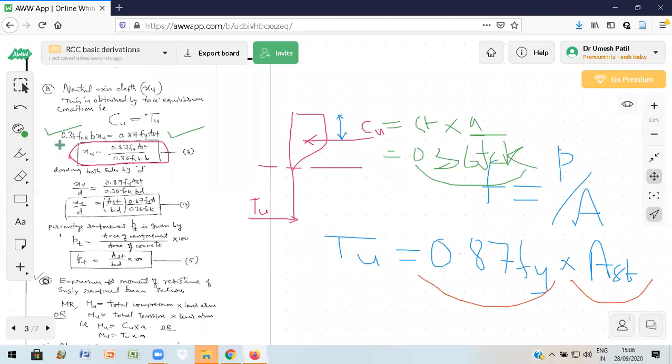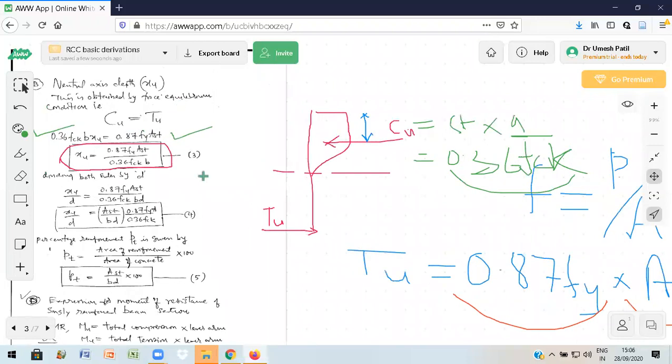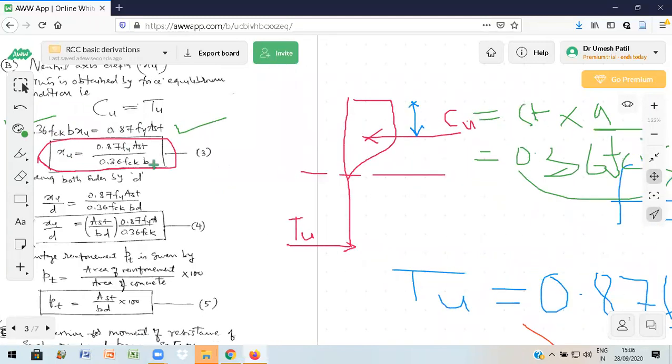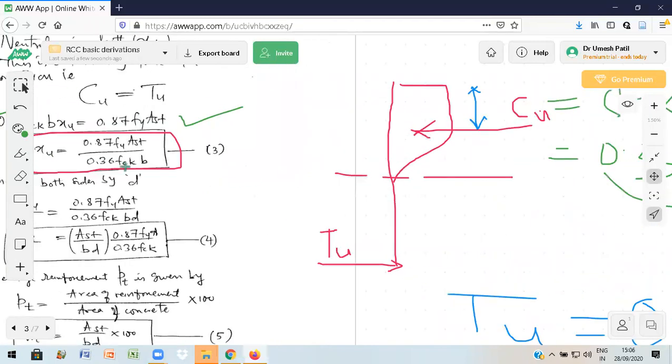So Cu is 0.36 fck. So total compression force is equal to stress in concrete times area of compression zone. 0.36 fck into B Xu: this is the area, this is the stress, so it is compressive force. This is the area of steel rods, Ast. Stress in steel rods is 0.87 Fy, so stress into area is total tension. Simply you separate Xu on one side, send the remaining to the other side, you will get the standard equation. Again, this formula is available in the code book. No need to remember this also.